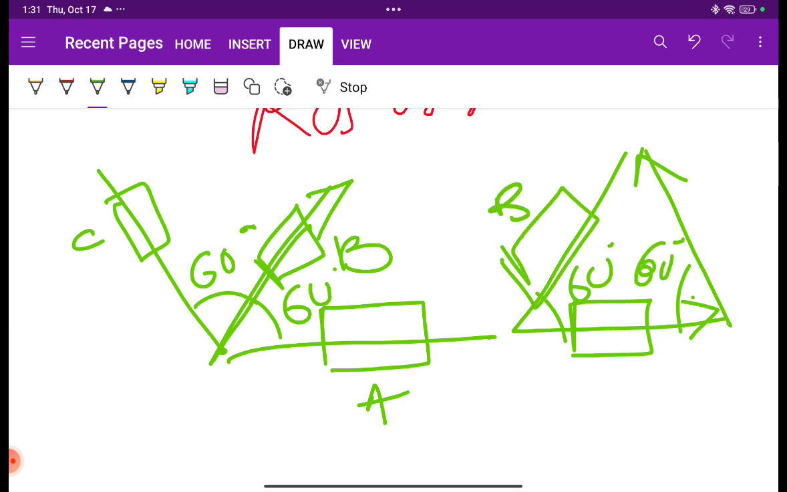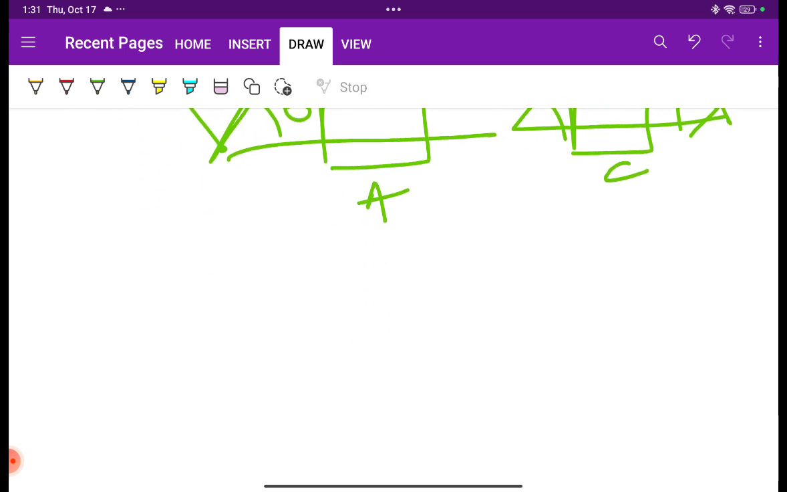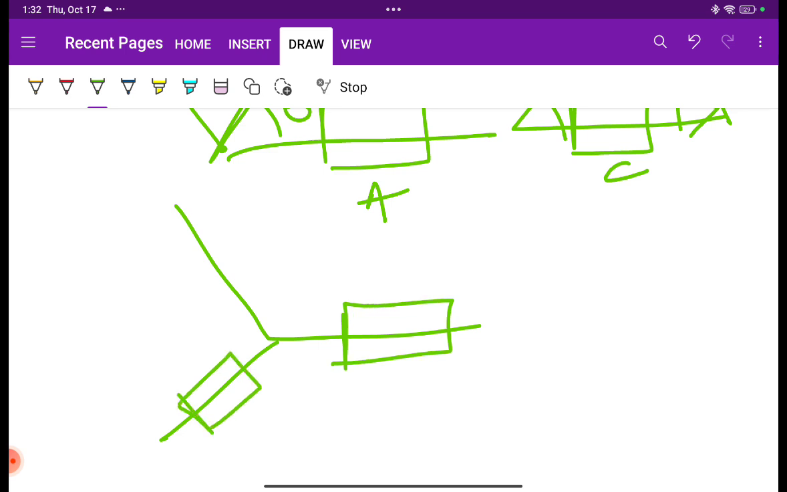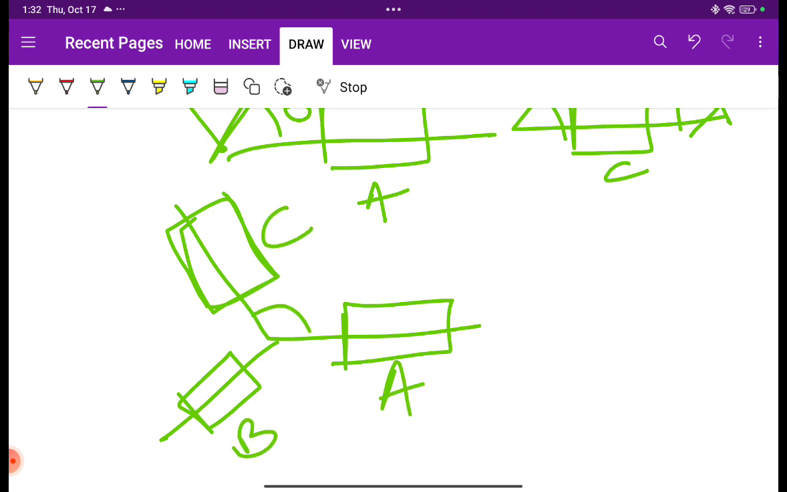Strain B, and this is strain C. And it's also present in this form as well: strain A, strain B, strain C. These are at 120 degrees with each other. This is also 120 degrees, and this is also 120 degrees.